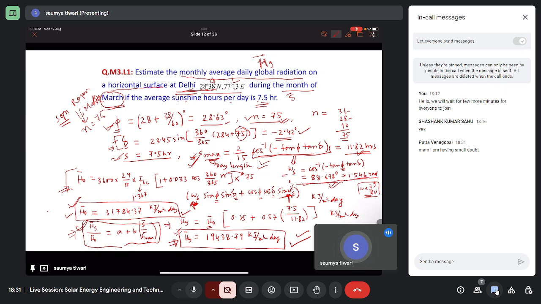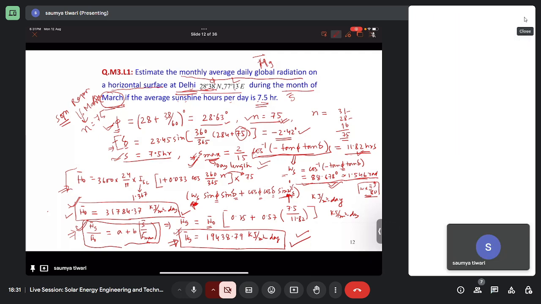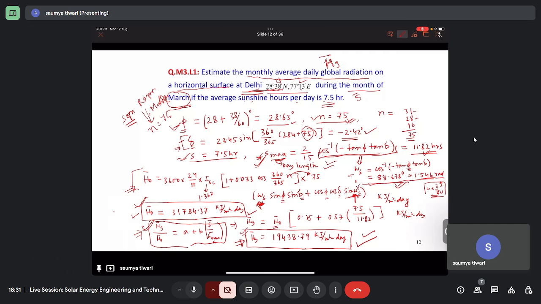Someone has some question. You can unmute yourself and ask your query. Madam, while I am solving assignment problems, a similar kind of problem is given in the assignment also, but they have not mentioned sunshine hours. Here it is mentioned 7.5 hours, but in the assignment problem they have not mentioned sunshine hours. For such kind of questions, how can we measure it?